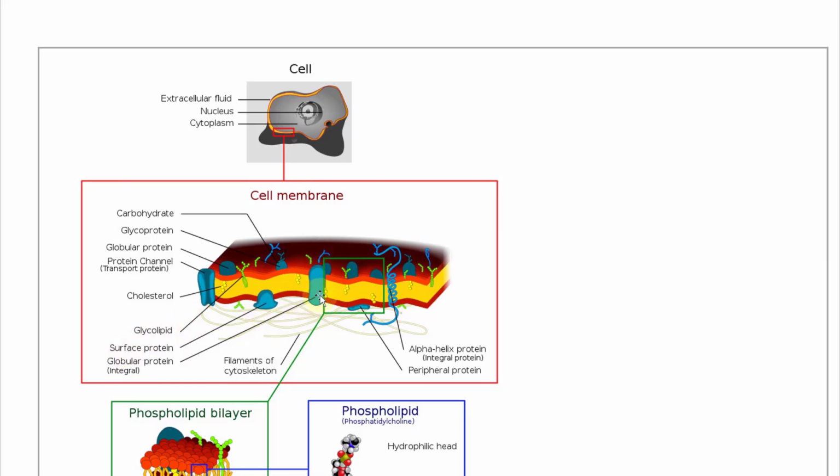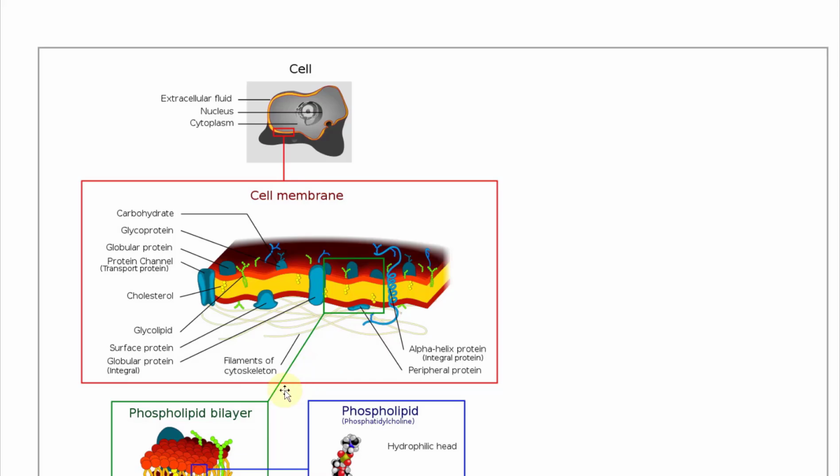This one's an integral one. Yeah, it goes through the whole thing over there. And let's see, filaments of cytoskeleton. There's the filaments from inside. Oh no, this is from the outside cytoskeleton, which enhance the strength of that cell structure.